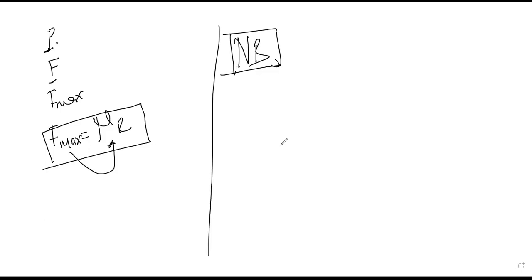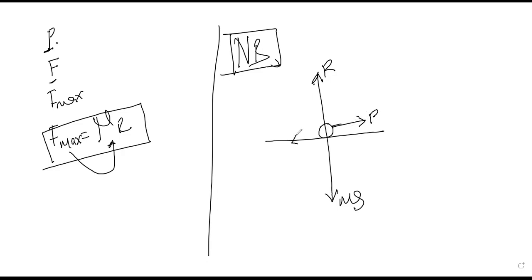Frictional force does not act on the body. For example, these sketches normally bring students down. If you have a certain body on the table, if this is my body, and this is the normal reaction of the body, and this is the force P pushing the body, the weight of the body would be mg. Now, if the force is pulling the body this side, then the frictional force will be acting this side.